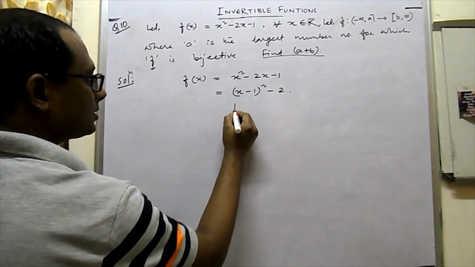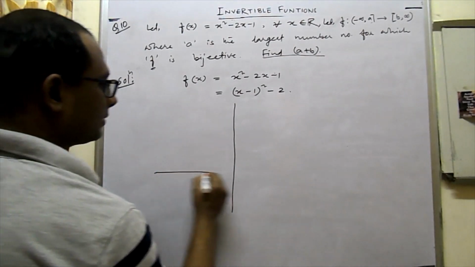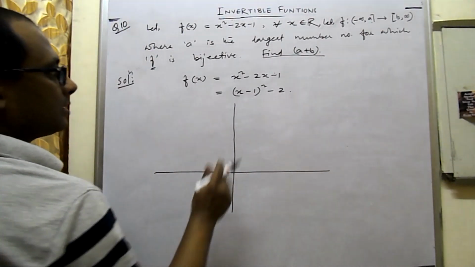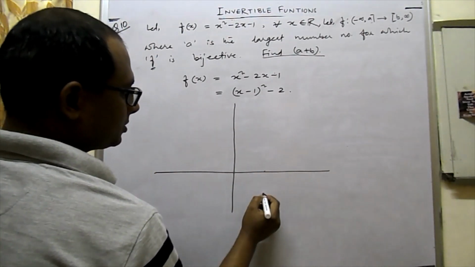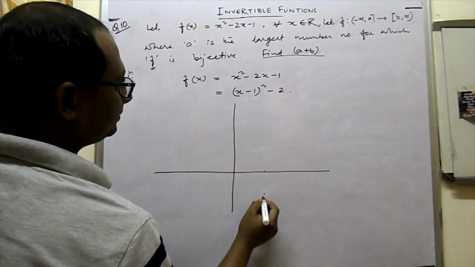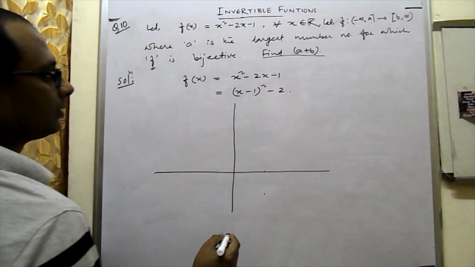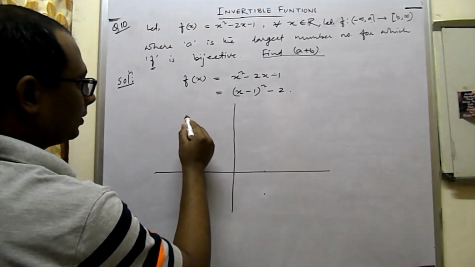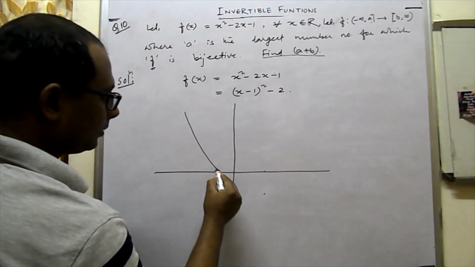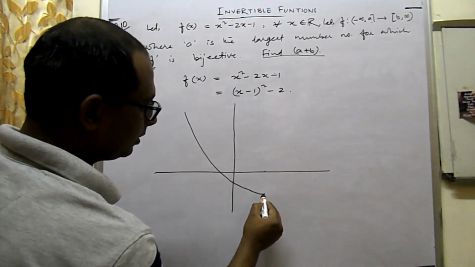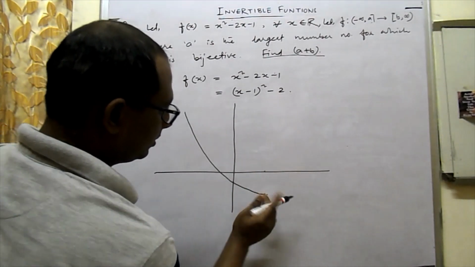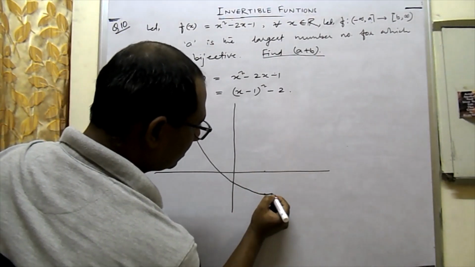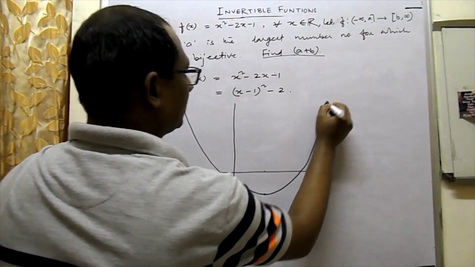So let us solve it graphically. Let us draw the graph of it. (x minus 1) whole square minus 2. So it will come down here. x equal to 1, y equal to minus 2. So the graph will be like this.